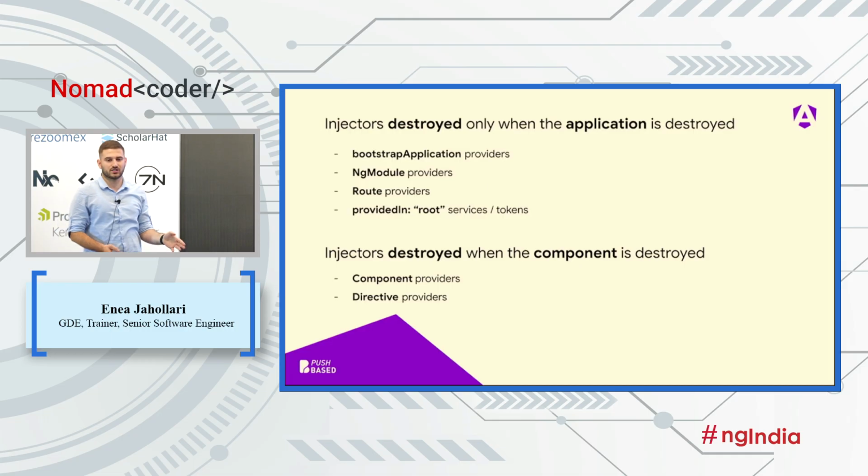And of course, we have injectors that are destroyed when the component is destroyed, like component providers and directive providers. So we need to take this into account when we start providing providers and using some of these new functions that we have today in Angular, for example, effect. If we use effect in a provided in root service in Angular, that effect will never get destroyed. And of course, that can cause issues.